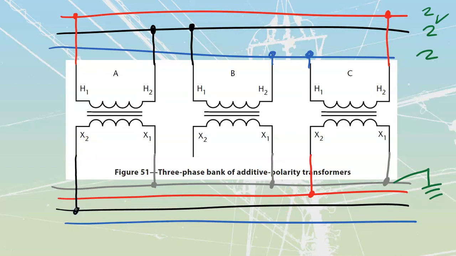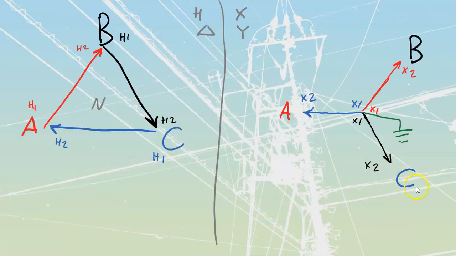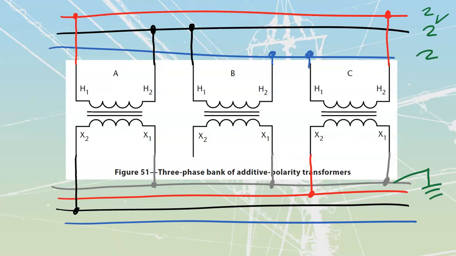And then my C line receives the X2 of B, like that. And that's our connection. We have got a 3-phase bank, additive polarity transformers, all connected up over here. I'm going to just do a quick little double check.